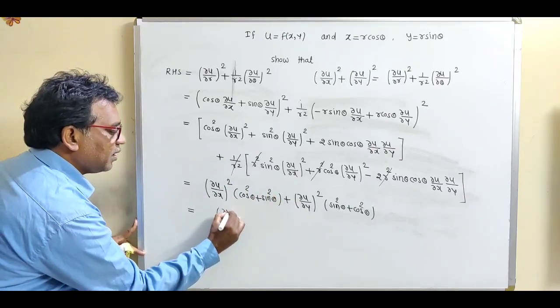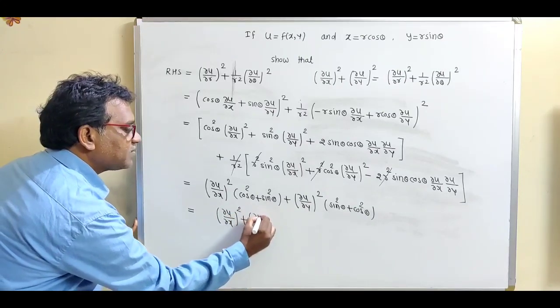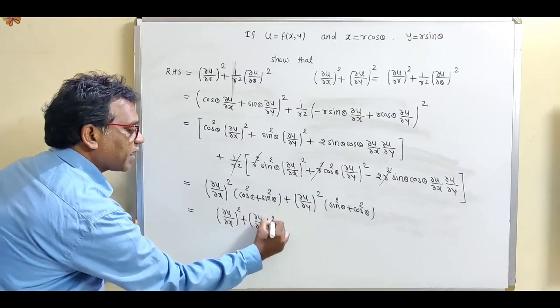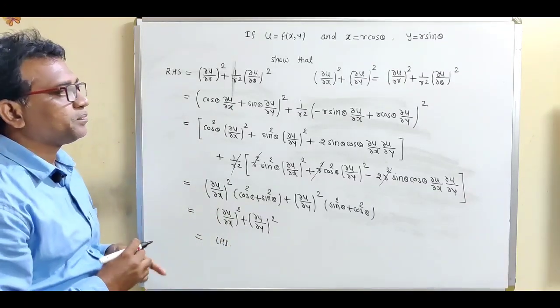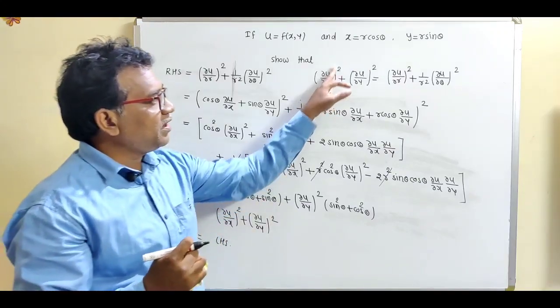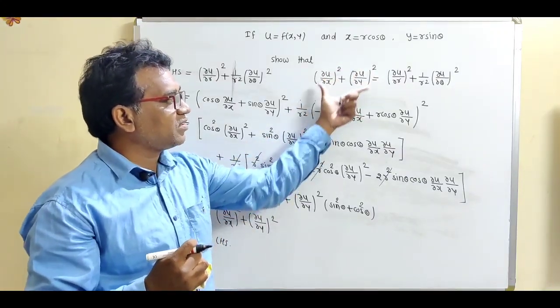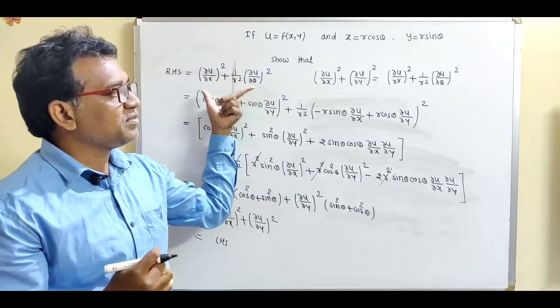So this is del u by del x bracket square plus del u by del y bracket square, and obviously this is our left hand side. So that's what we want to show, that del u by del x bracket square plus del u by del y bracket square, this is our left hand side, is equal to this right hand side.